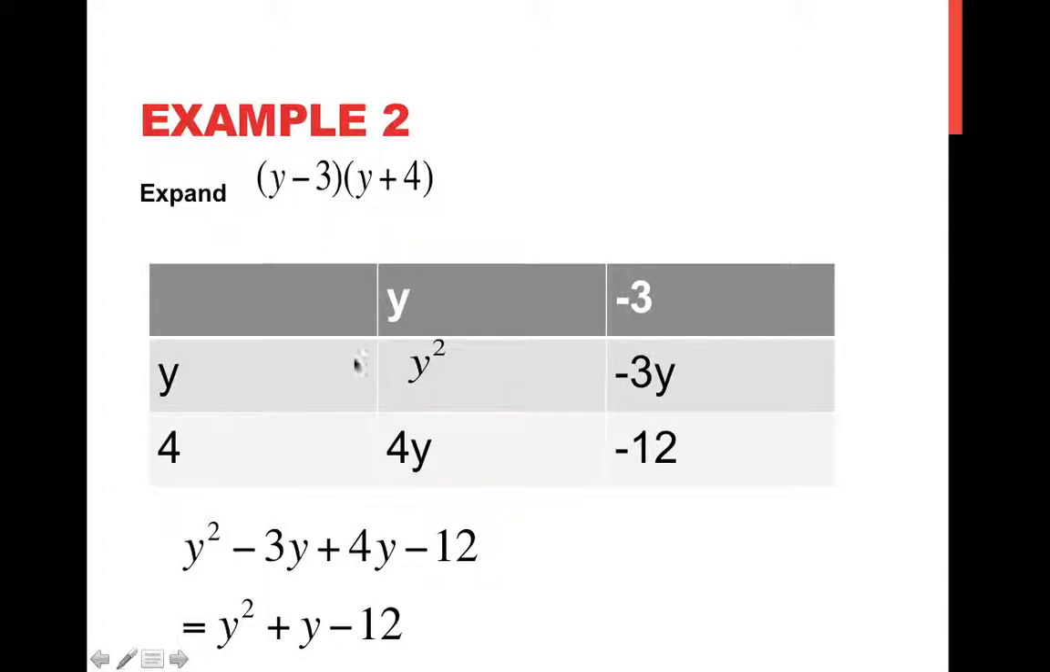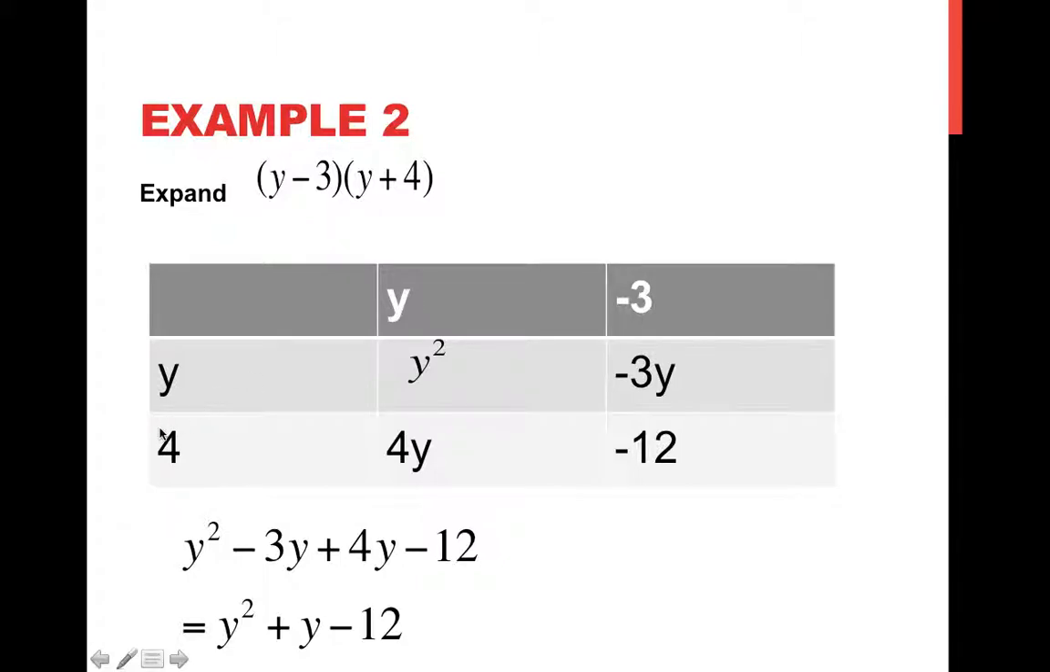And then we do y times y, which is y squared. Now if you know your indices laws, then you should know that y times y is y squared, because there's a little 1 here and a little 1 there. So when you multiply them together, you add the powers, so 1 plus 1 is 2, so you get y squared. If you want to know more about indices laws, there'll be a link down below.